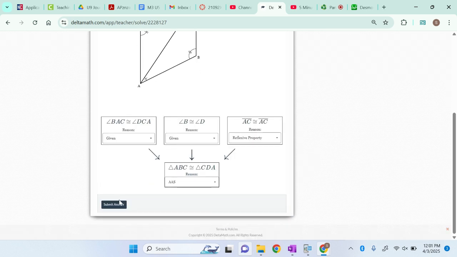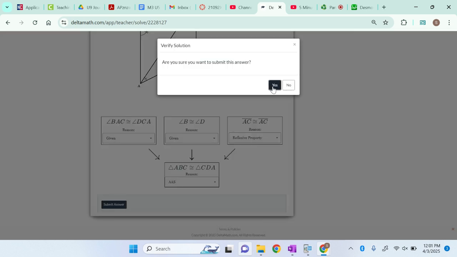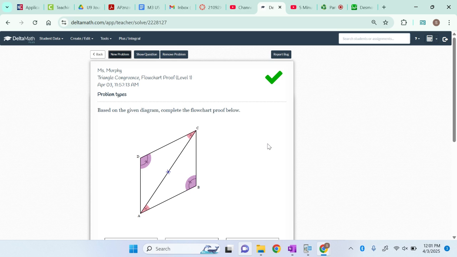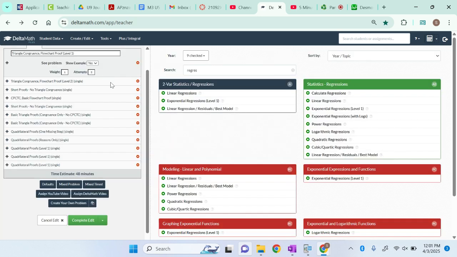So again, Desmos does not actually state whether it's given or not. They just mark the triangle. So just know that if they mark it, why do I keep saying Desmos? Delta Math, if they mark it, it's given. All right. So let's go to the second one.